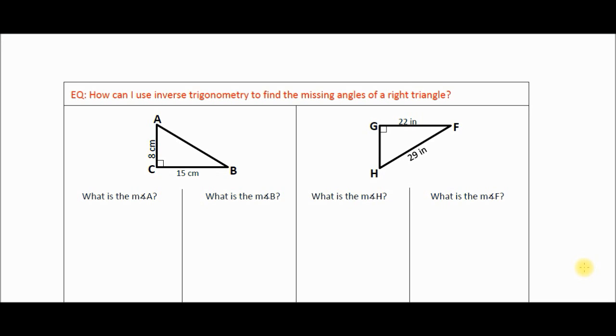Class, in a previous video, we found out how to use trigonometry to find a missing side of a right triangle when all you know is one other side and a reference angle. In this video, we're going to show you that you can actually use trig for the opposite way. You can not only find a missing side, but you can also find a missing angle.